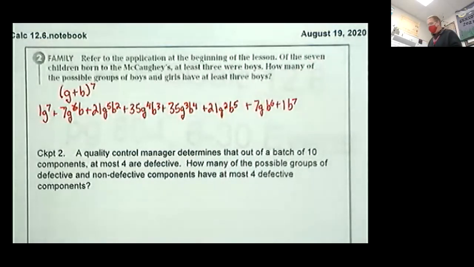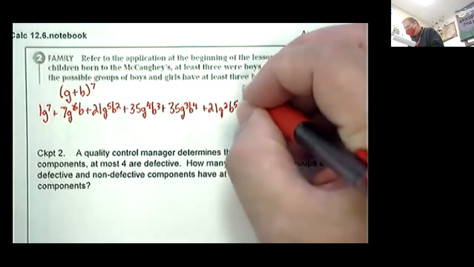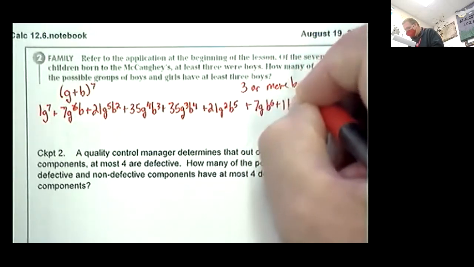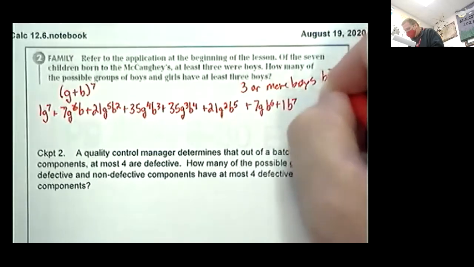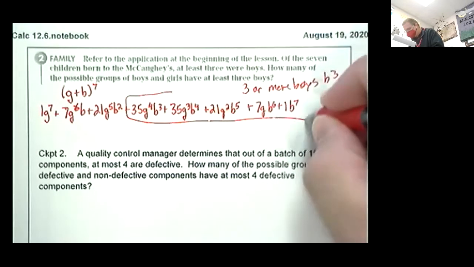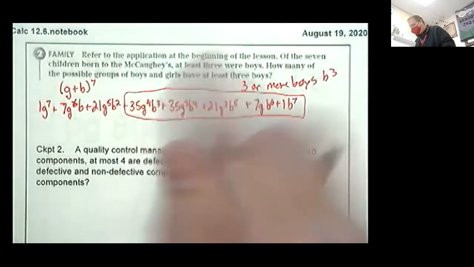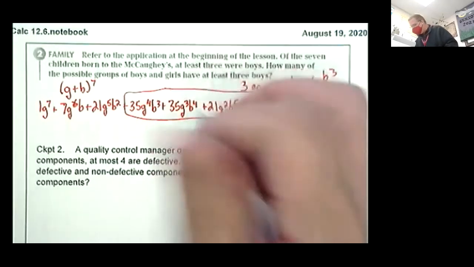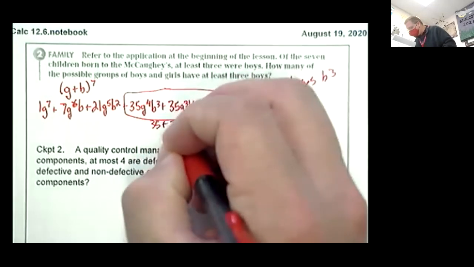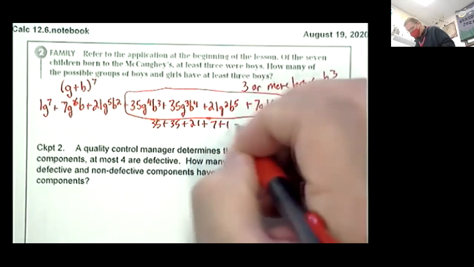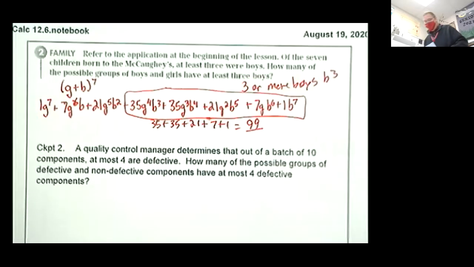So what does it mean to have at least 3 boys? That means there are 3 or more boys. So we're looking at these. So that's the 35 plus the 35 plus the 21 plus the 7 plus the 1, which is 99, over the total.